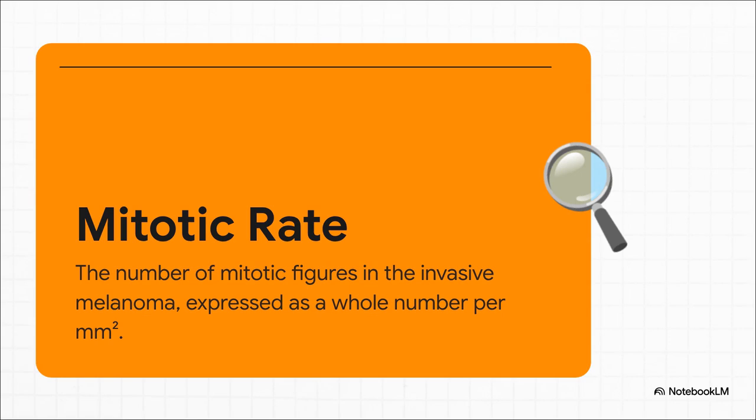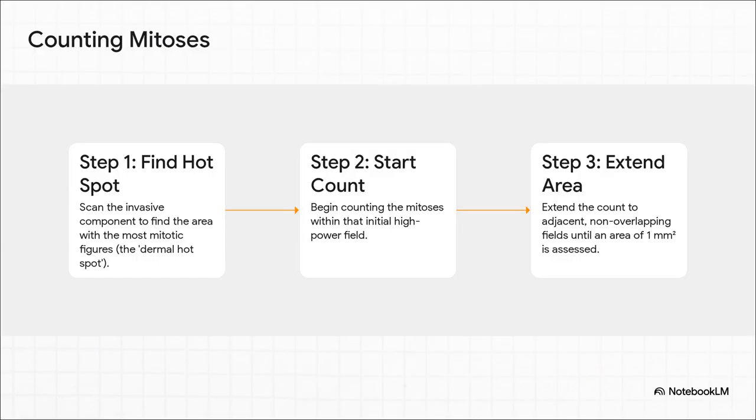This is another really strong, independent predictor of how a patient's going to do. And the CAP protocol has a very specific way we need to count it. So the key here is what we call the dermal hotspot method. You don't just start counting anywhere. Nope. Your job is to be a detective. You have to actively hunt for the area with the most mitotic activity first. Starting your count there makes sure you're reporting the highest and therefore the most prognostically relevant rate for that tumor.